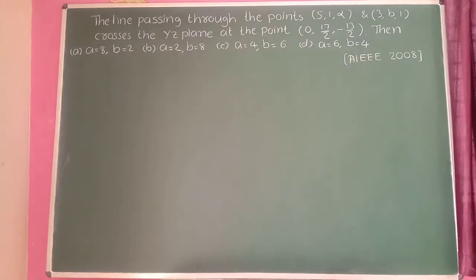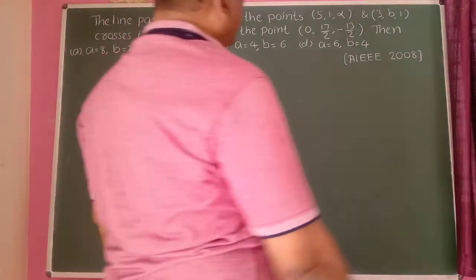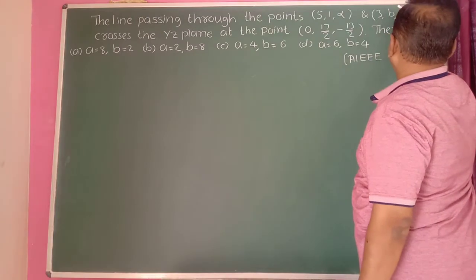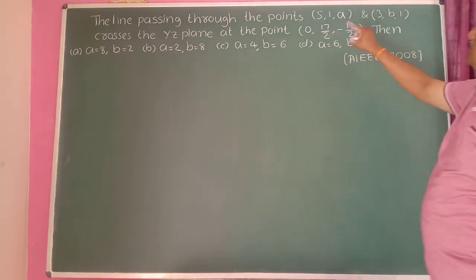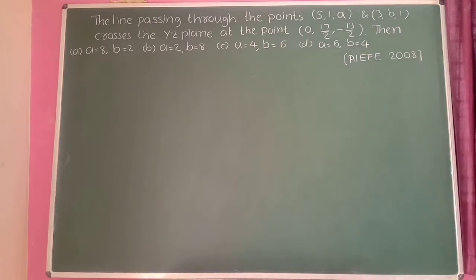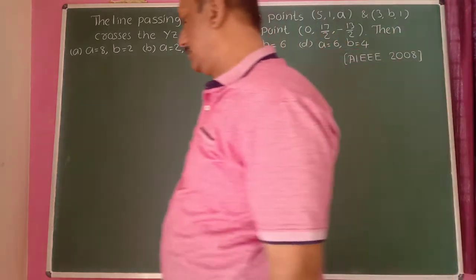The line passing through the two given points is (5, 1, a) and (3, b, 1). Here the third coordinate is a, not alpha. The line through (5, 1, a) and (3, b, 1) crosses the YZ plane at the point (0, 17 by 2, minus 13 by 2). Then which one is the correct option here?